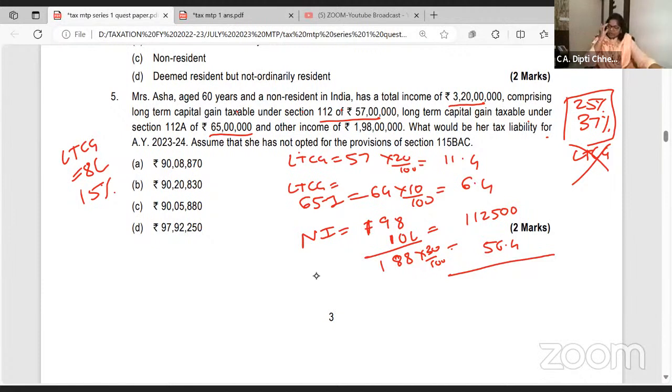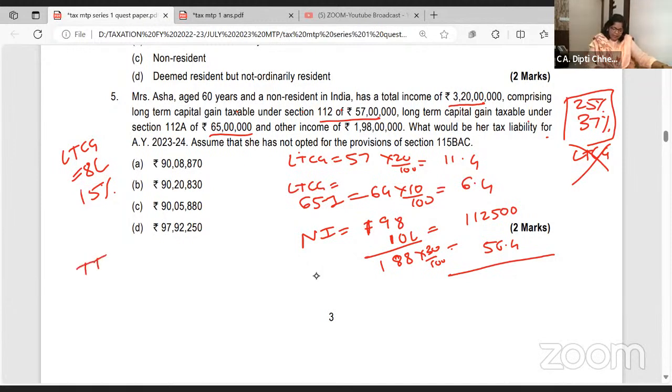All clear to all of you? So what is the surcharge rate? Yeah. What is the surcharge rate, dear students? The surcharge rate actually applicable here is 25%, because the income is between 2 and 5 crores.